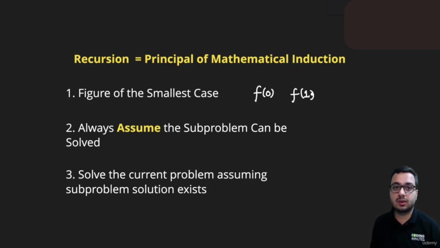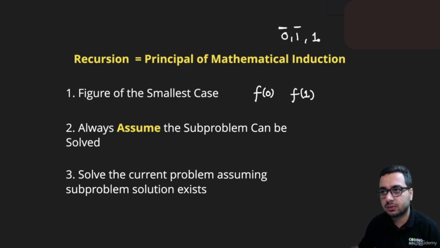For example, in case of factorial, the smallest case is 0 factorial, that is 1. In case of Fibonacci, there would be two smallest cases, because to build the Fibonacci series we need two initial values, 0 and 1. Only then can we build the next value.